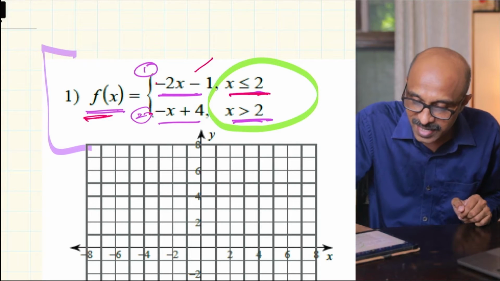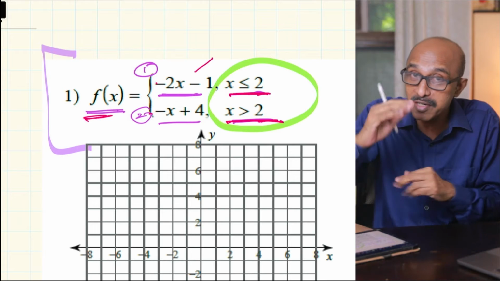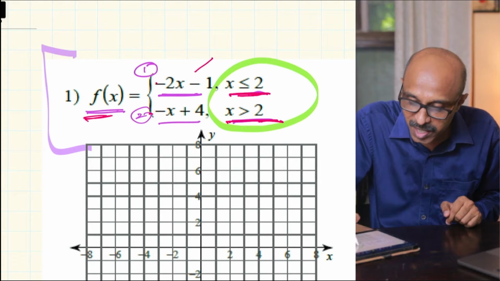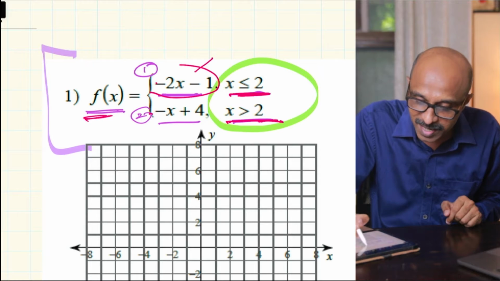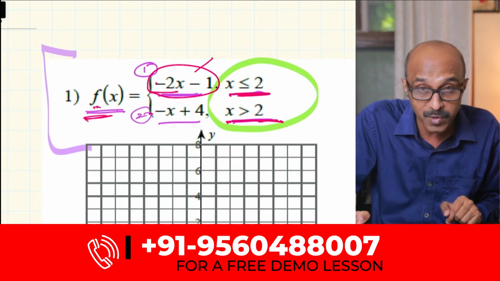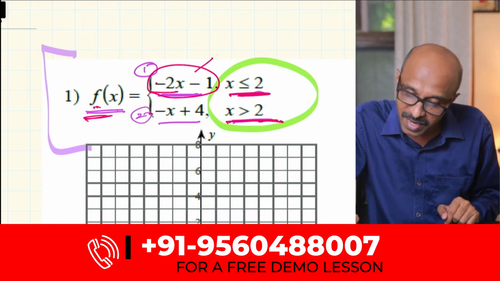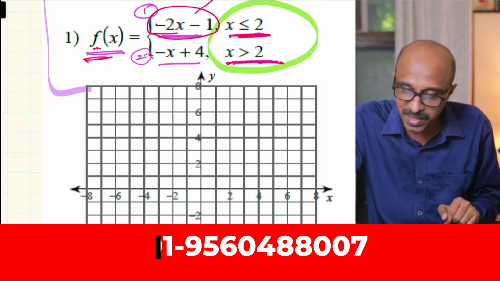But the main thing is, it's the domain that's controlling these pieces. So for this example, x less than or equal to 2, the piece that defines this function is negative 2x minus 1. So let's see how we graph a piecewise function. So we have x less than or equal to 2, negative 2x minus 1. It's a straight line, a very simple example.